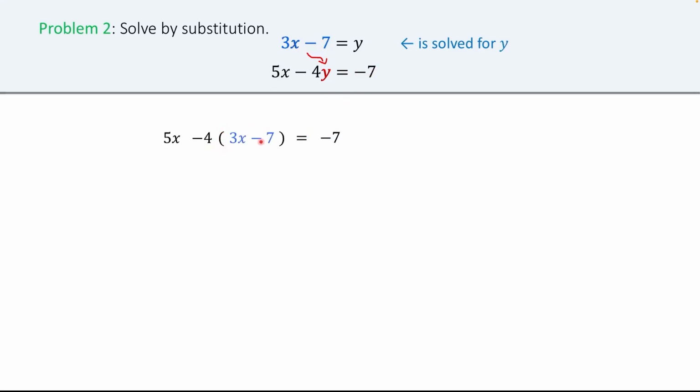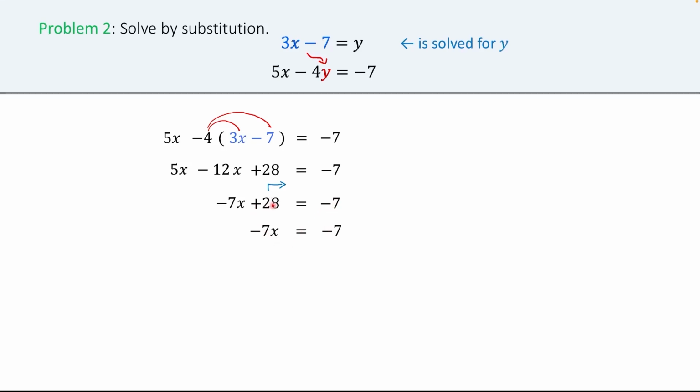Next, you need to remove the parenthesis using the distributive property. 5x, negative 4 times 3x is negative 12x. Negative 4 times negative 7 is positive 28, is equal to negative 7. Now simplify. 5x minus 12x is negative 7x, plus 28 is equal to negative 7. Now move this term to the right hand side and isolate negative 7x. So negative 7x is equal to negative 7.